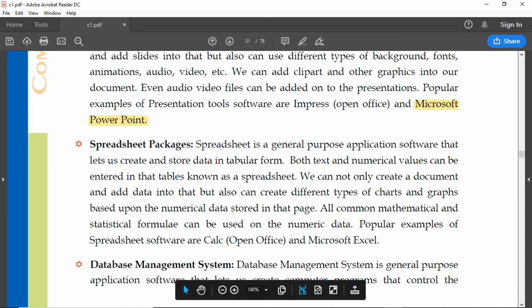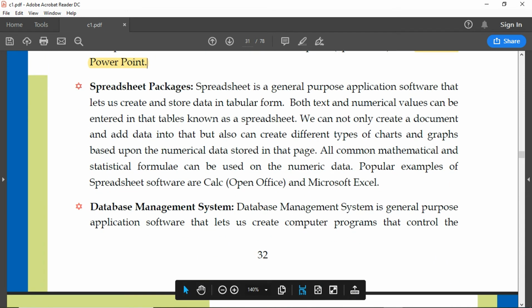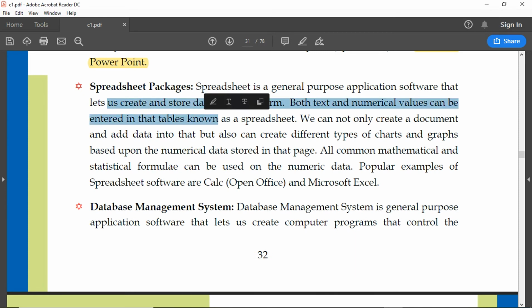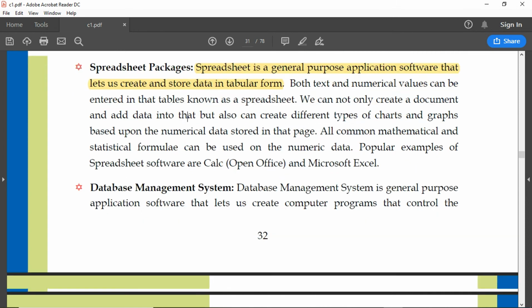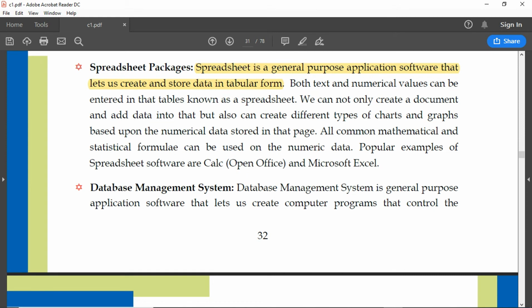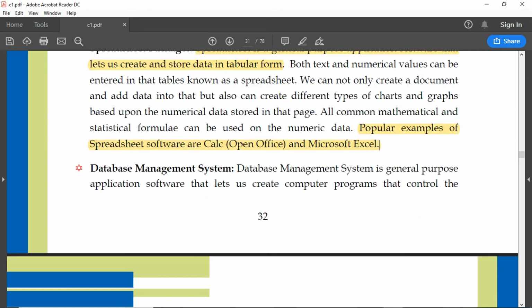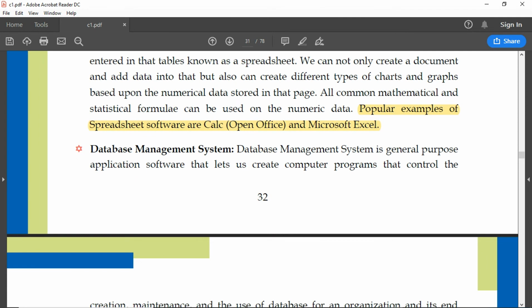Spreadsheet packages. Spreadsheet is a general-purpose application software that lets us create and store data in tabular form. Both text and numerical values can be entered in the tables, known as a spreadsheet. We can not only create a document and add data into that, but also can create different types of charts and graphs based upon the numerical data stored in that page. All common mathematical and statistical formulae can be used on the numeric data. Popular examples of spreadsheet software are Calc, OpenOffice, and Microsoft Excel.